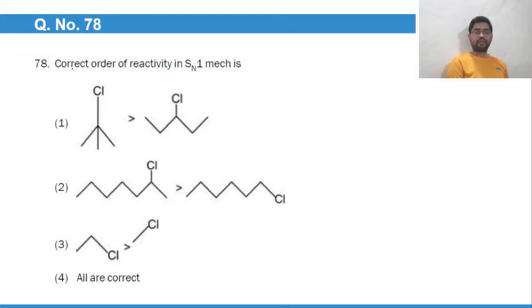78. Correct order of SN1 reaction mechanism is 3 degree, 2 degree, 1 degree, true. Okay, it is methyl, it is ethyl, true. So that means all are correct. We'll go with option number 4.